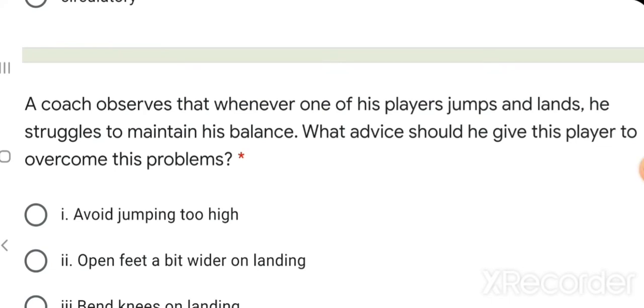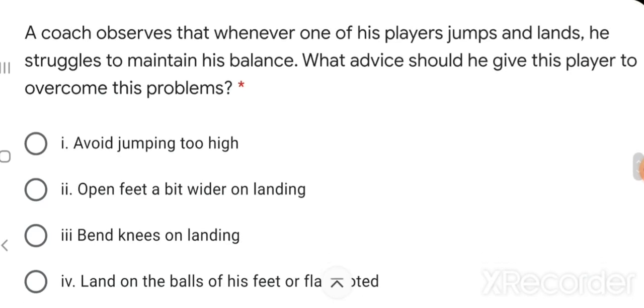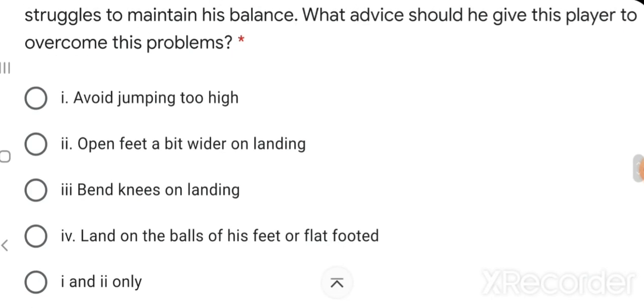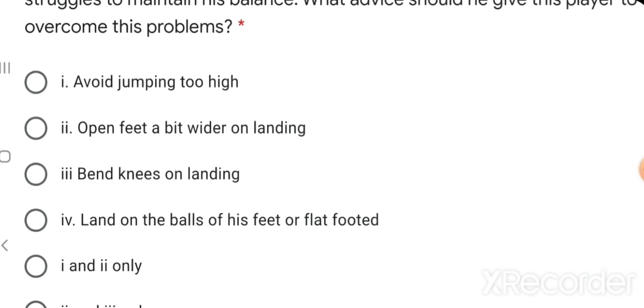A coach observes that whenever one of his players jumps and lands, he struggles to maintain his balance. What advice should he give his player to overcome this problem? Should he tell him to avoid jumping too high, open feet a bit wider on landing, bend knees on landing, or land on the balls of his feet?